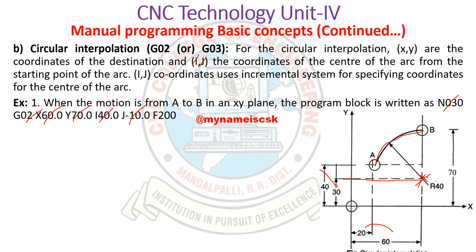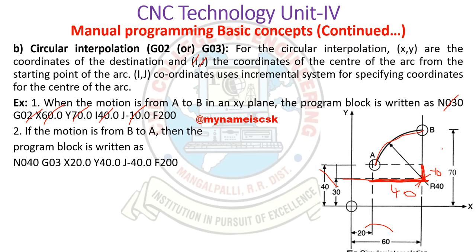You are moving from B to A position. B to A position is 40. This distance is 40, and from here to here it is minus 10. Radius is from minus 10. And from this position to this position is 40, and the A position is at this position. From this position to this position it has to come minus 10.